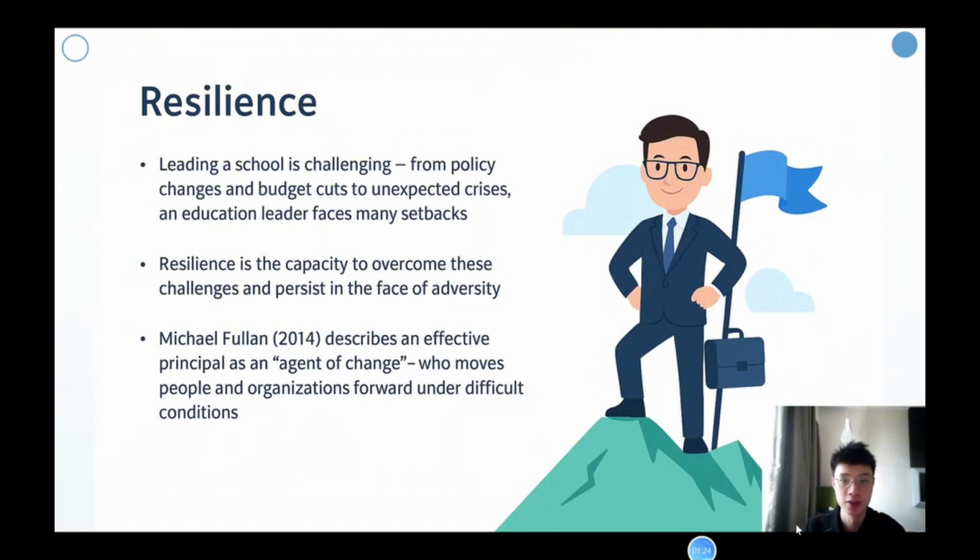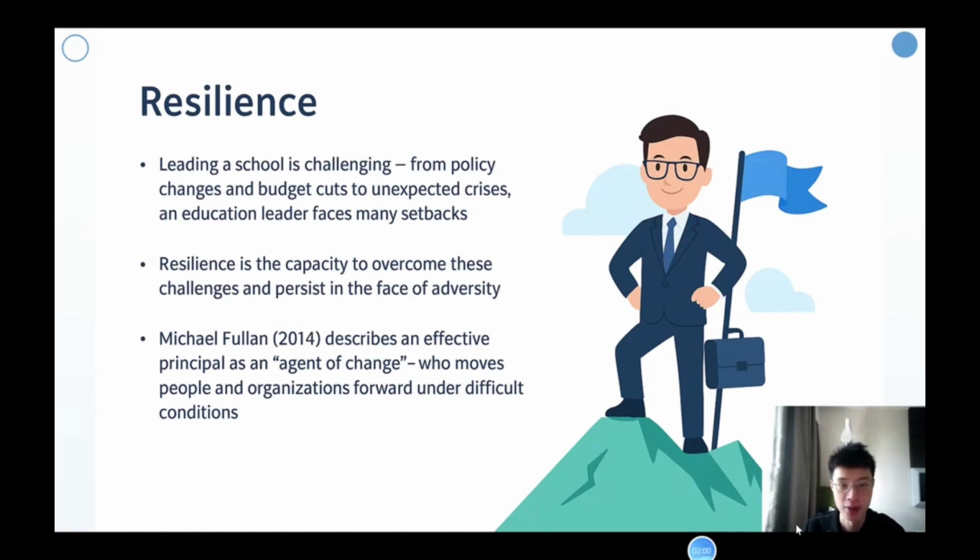Leading a school is challenging, from policy changes and budget cuts to unexpected crises. An education leader faces many setbacks. Resilience is the capacity to overcome these challenges and persist in the face of adversity. An effective principal, for example, might encounter low intake scores or pushback on a new policy, but they bounce back, learn from setbacks, and keep moving forward toward the school's goals. Michael Fullan describes an effective principal as an agent of change, who moves people and organizations forward under difficult conditions.